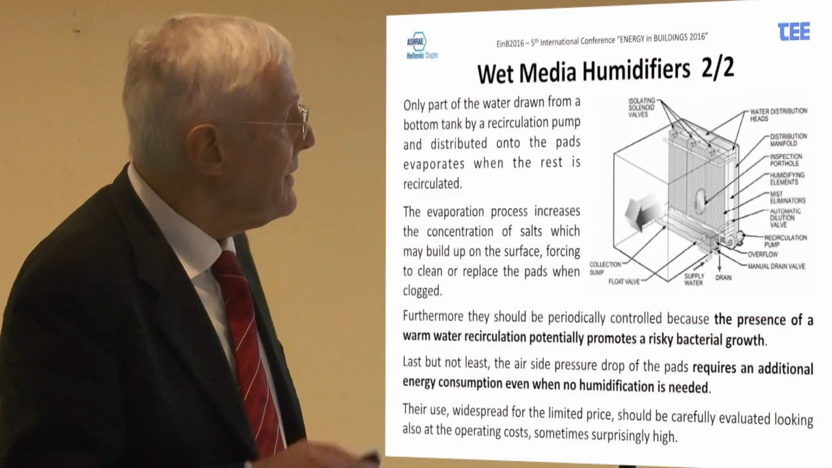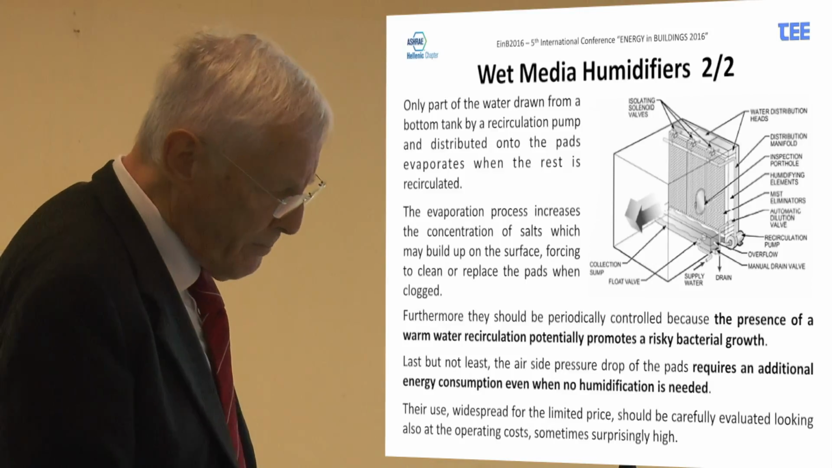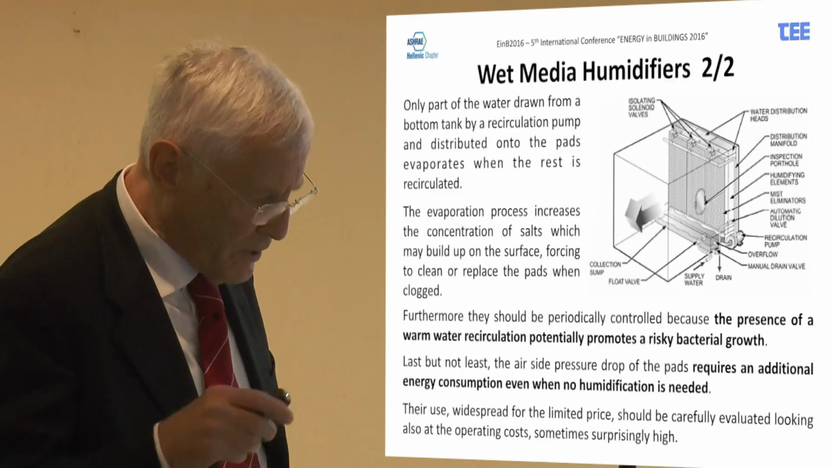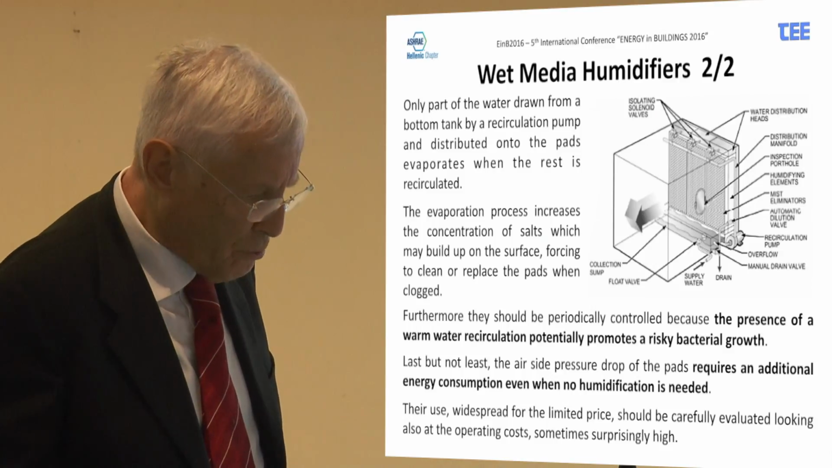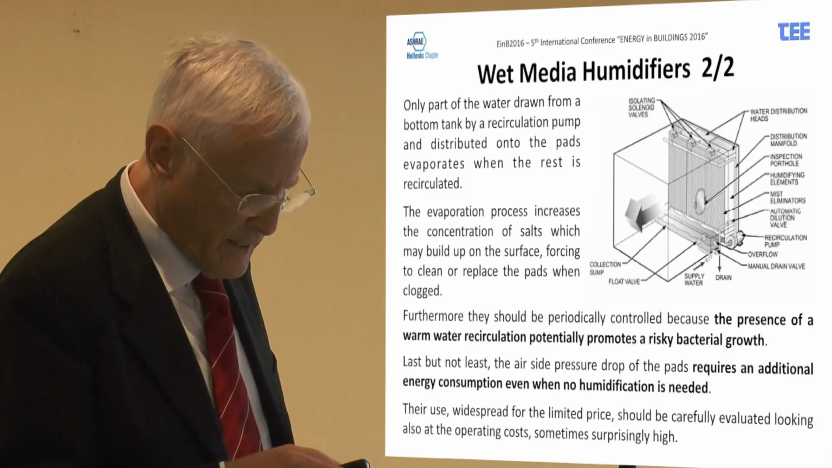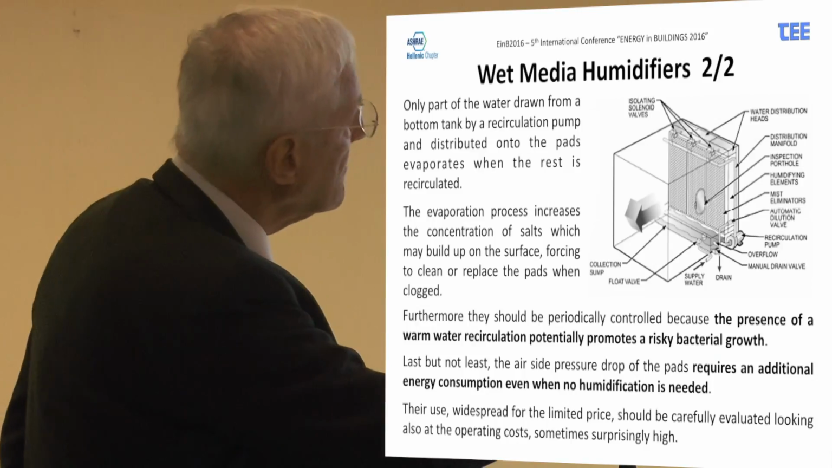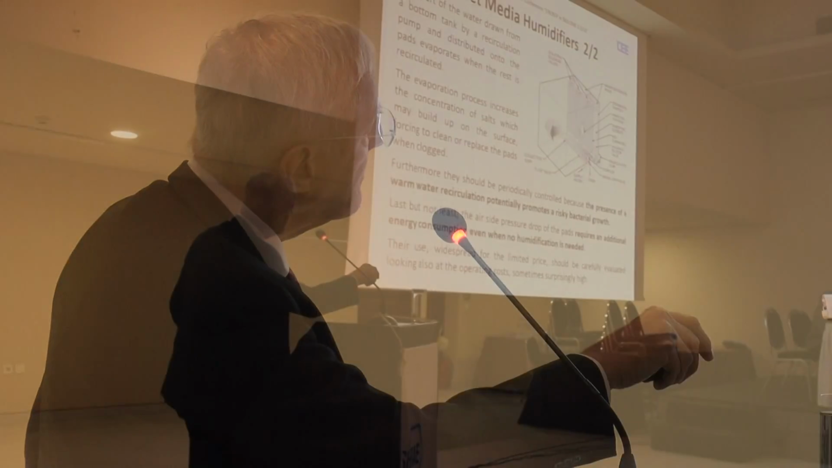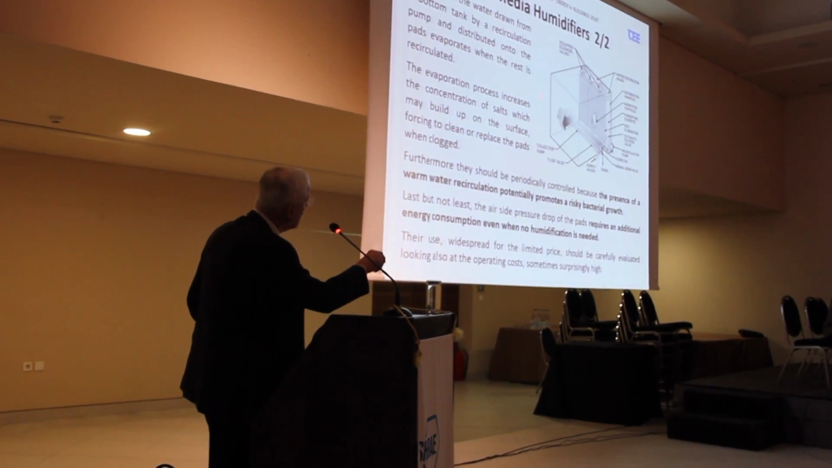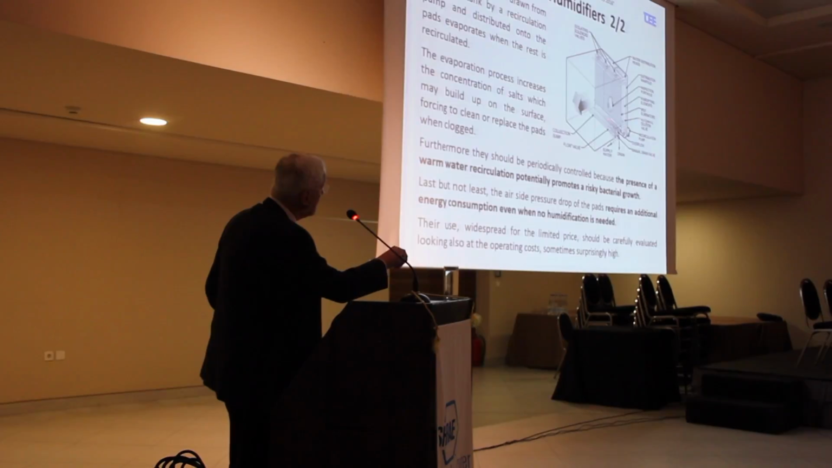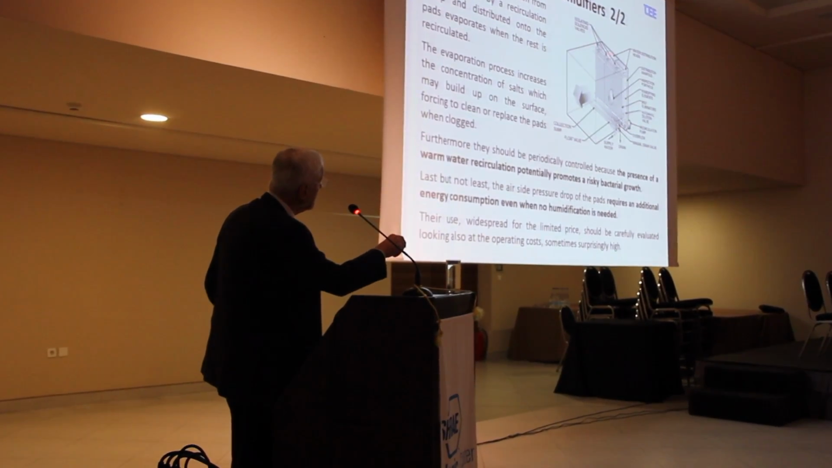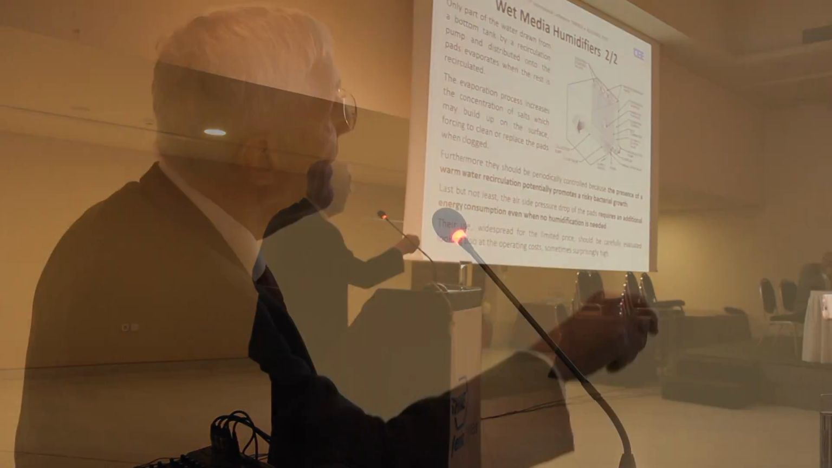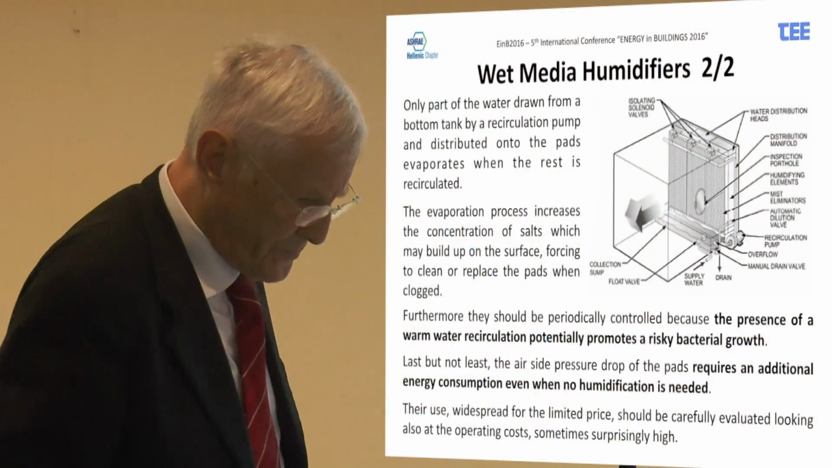But in these systems, only part of the water drawn from a bottom tank by a recirculating pump and distributed onto the pads evaporates, while the rest is recirculated. So in this system, we have a water reservoir, and with a pump, the water is circulated over the pad. Approximately 10% of it evaporates, but 90% returns to the reservoir and is recirculated again.